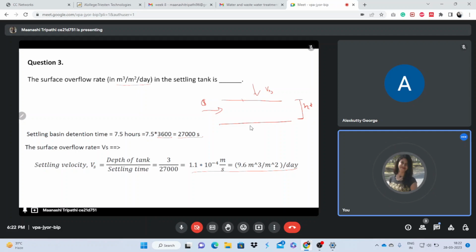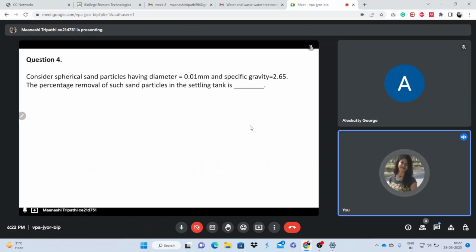Moving towards the next question. Consider a spherical sand particle having this diameter and specific gravity of 2.65. We need to find the percentage removal of such a sand particle in the settling tank. Using Stokes law, we need to find the velocity of this particle, then we can find the efficiency of the particle. You have all the values, we have kinematic viscosity, we have Gs values.